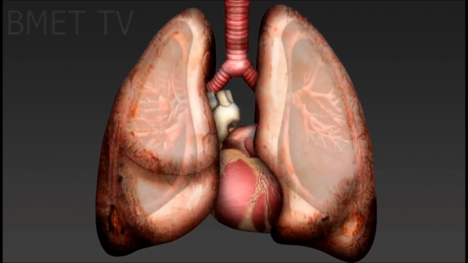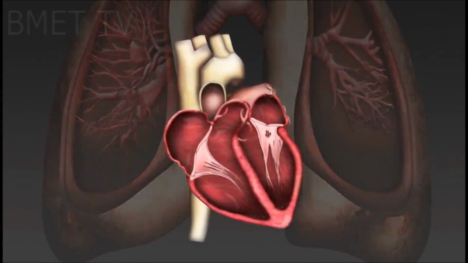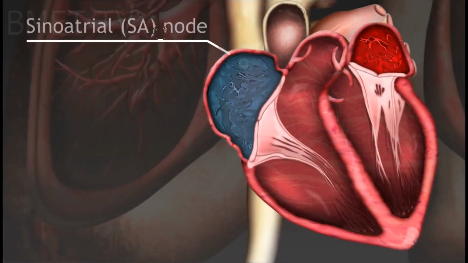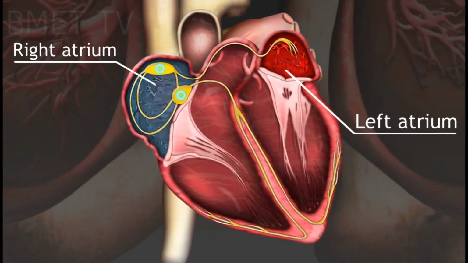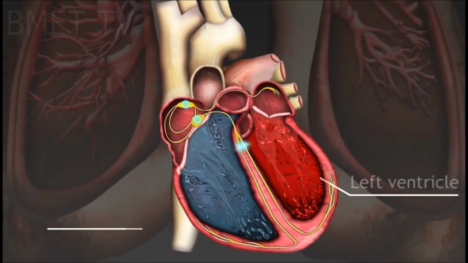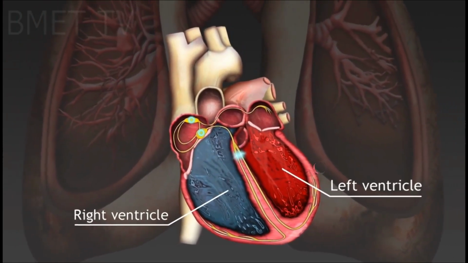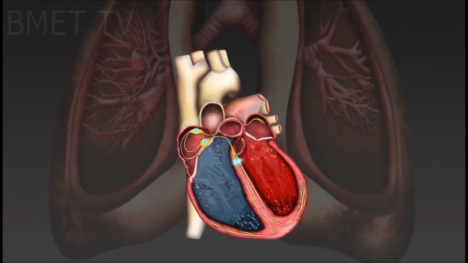The electrical signal starts in a group of cells at the top of your heart called the sinoatrial or SA node. The signal then travels down through your heart, triggering first your two atria and then your two ventricles. In a healthy heart, the signal travels very quickly through the heart, allowing the chambers to contract in a smooth, orderly fashion. The heartbeat happens as follows.